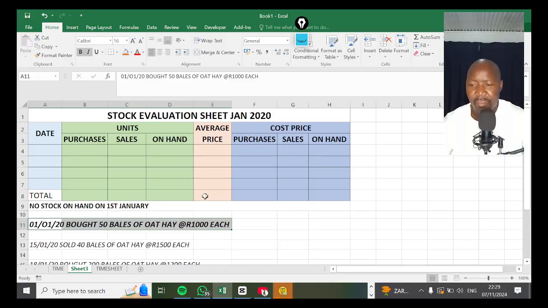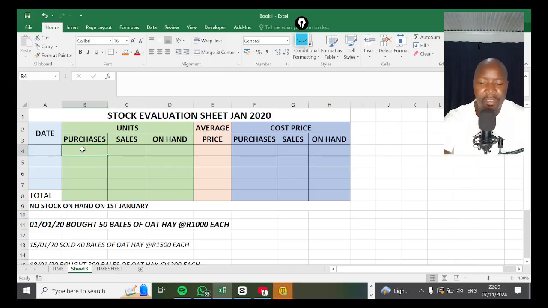And then the next transaction says, on the 1st of January 2020, they bought 50 bales of oat bay at 1,000 rand each. So you've got the quantity and the cost price. When you buy, you don't control the price. The price comes from the supplier. So you have to record the cost at which you bought the stock, especially if it's the first transaction. Before you can average, you have to first have the first cost price. So when we buy, it is purchases. Then we put the quantity there. Our quantity is 50.